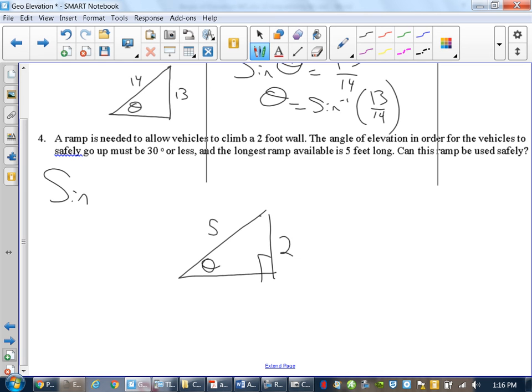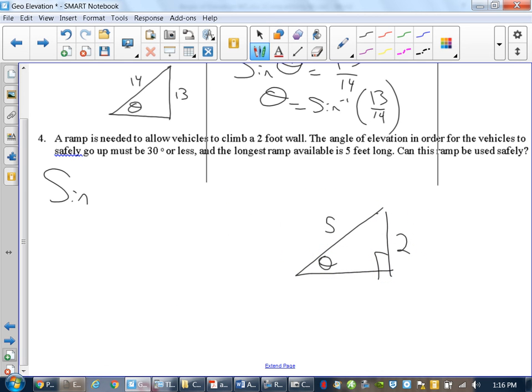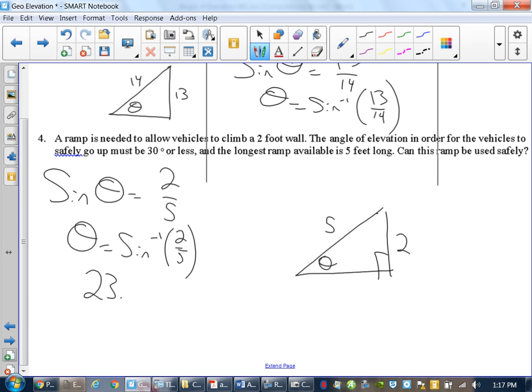This is actually a practical problem, believe it or not, and I'll show you why in a second. And once again, when you're trying to find the angle, that's the only time that you wind up hitting the inverse button. Is that less than 30? Yeah, so it's safe. 23 point something? Yeah, 23.58. And then you know it's going to be okay.